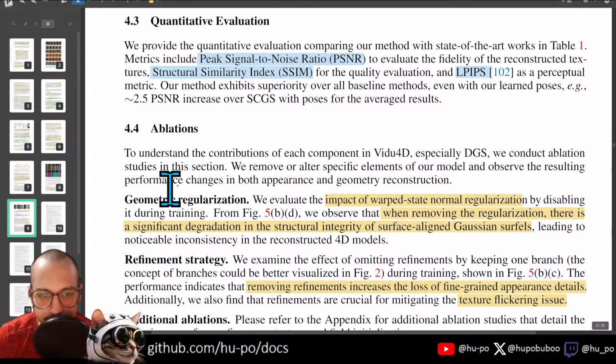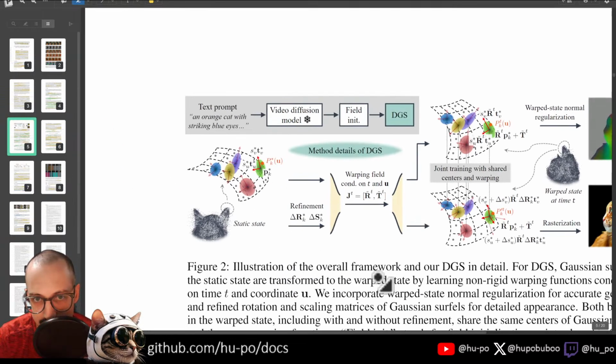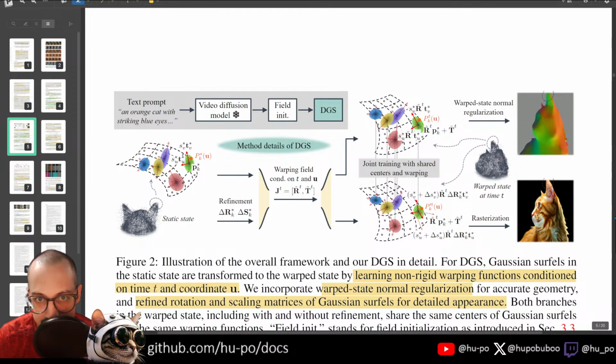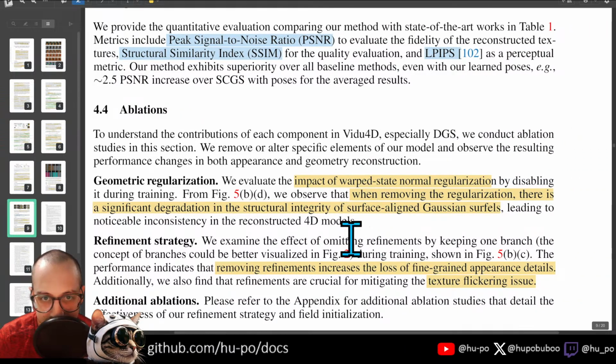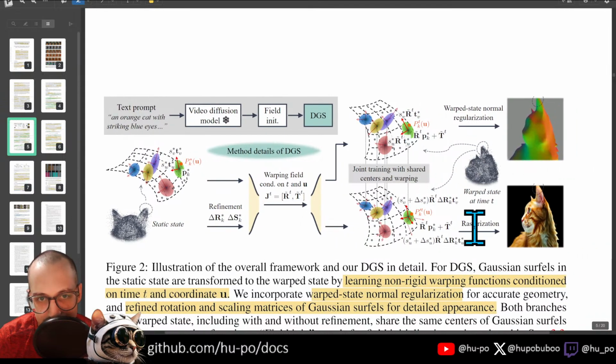All right, ablations. The impact of the warp state normal regularization. When removing the regularization, there is a significant degradation in the structural integrity of the surface-aligned Gaussian surfels. Okay, so in these ablation studies, they remove different parts of it, right? This is a very complicated pipeline, so they ask, what happens if we get rid of this and only push gradients from here? The answer is, if you remove that warp state normal regularization, you get significant degradation in the Gaussian surfels. If you remove the refinements, you lose the fine-grained appearance detail and you get this kind of texture flickering. So even though it's a complicated pipeline, if you remove any piece of this, it doesn't work as well.